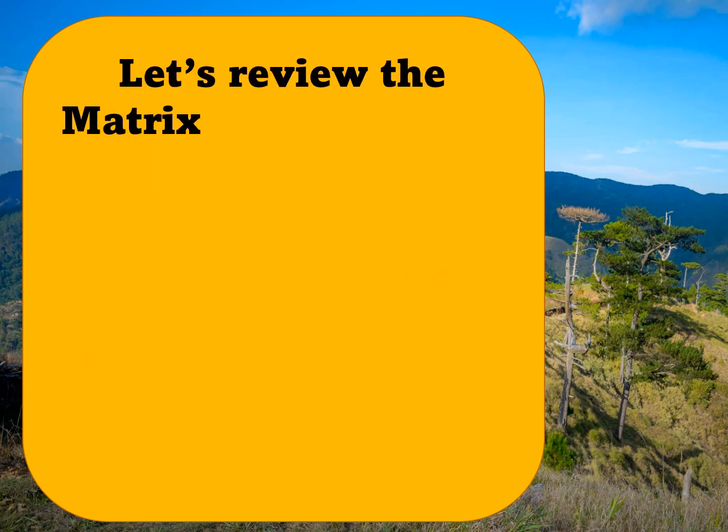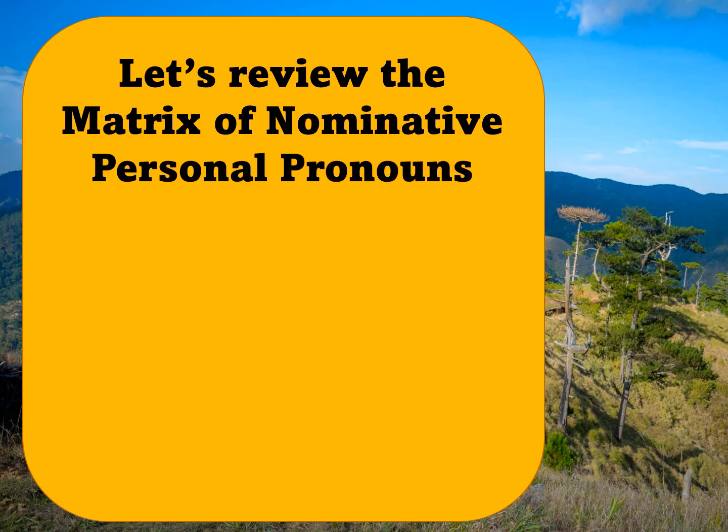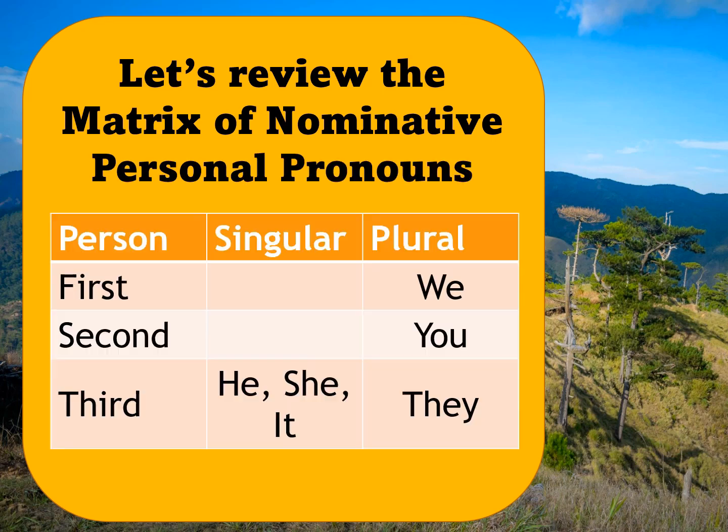Let's review the matrix of the nominative personal pronouns. As you see here, the first column is the person, the second column is singular, and the third column is the plural. So, our consideration here is just the first and the second under singular, which is I and you. Okay?